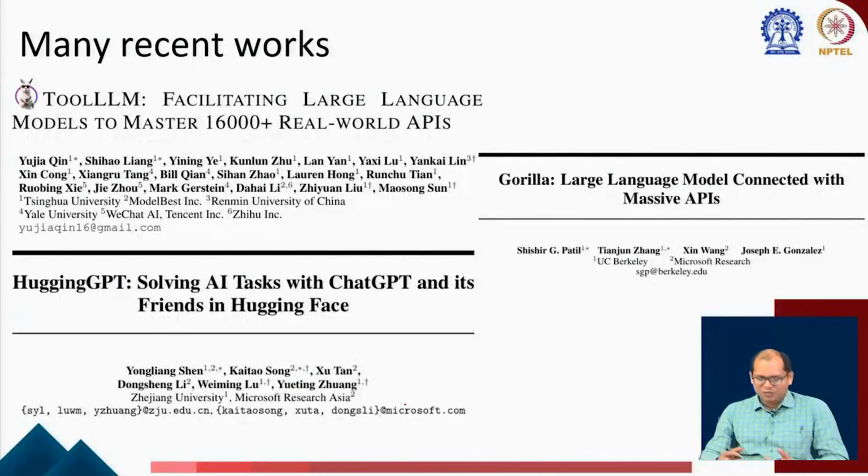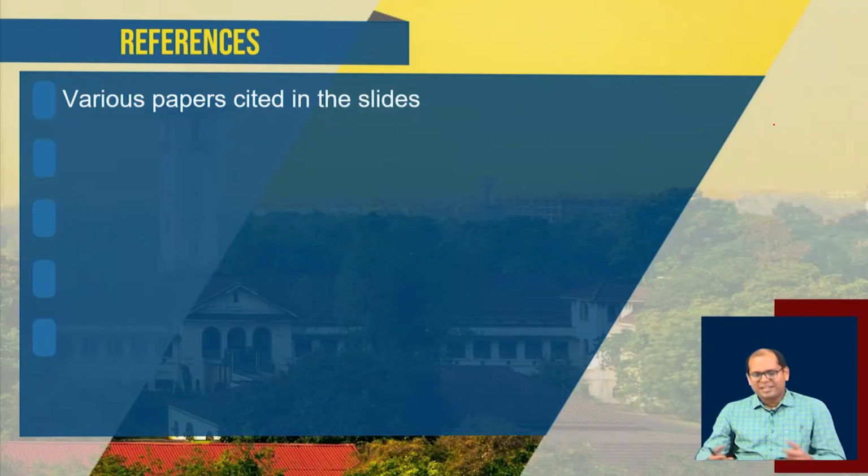There have been many recent works that I have not covered here, but this is a very interesting research topic: how do you integrate multiple tools. Like ToolLLM talks about 16,000 plus real-world APIs. How does the LLM use that? HuggingGPT, solving AI tasks with ChatGPT and its friends in Hugging Face, and Gorilla, connecting LLMs with massive APIs. There are many more papers that have been coming up on this topic. The various papers cited in the slides are the references.